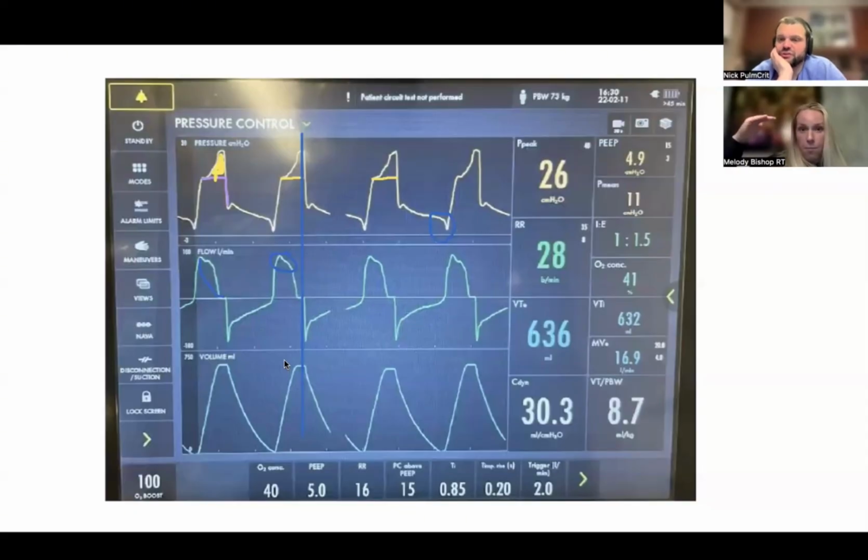What the plateau is is a real question, right? We don't know what the plateau is going to be. It's going to be higher. I thought in pressure control we set the PEEP at 5, then the PC above PEEP is 15, so it should be higher than 20, right? Yes, I think it's 26 here.